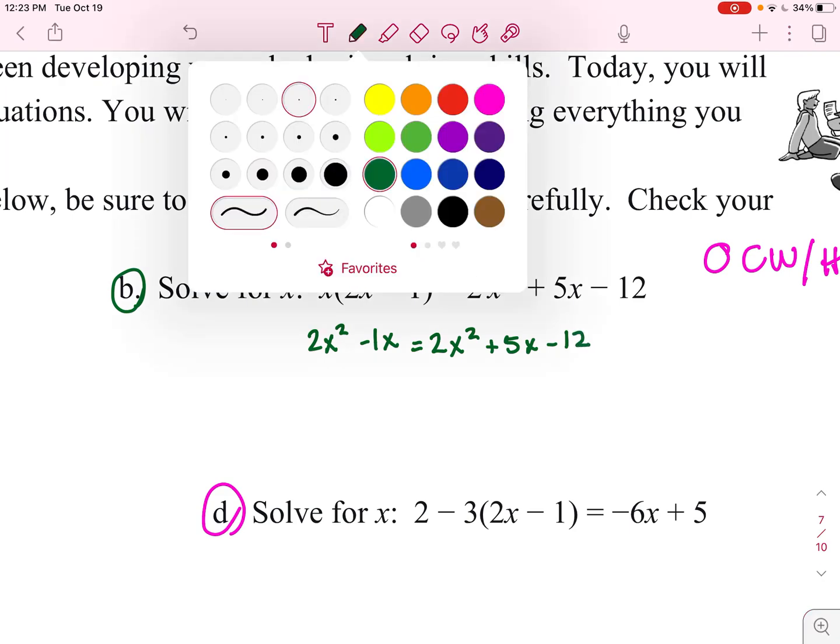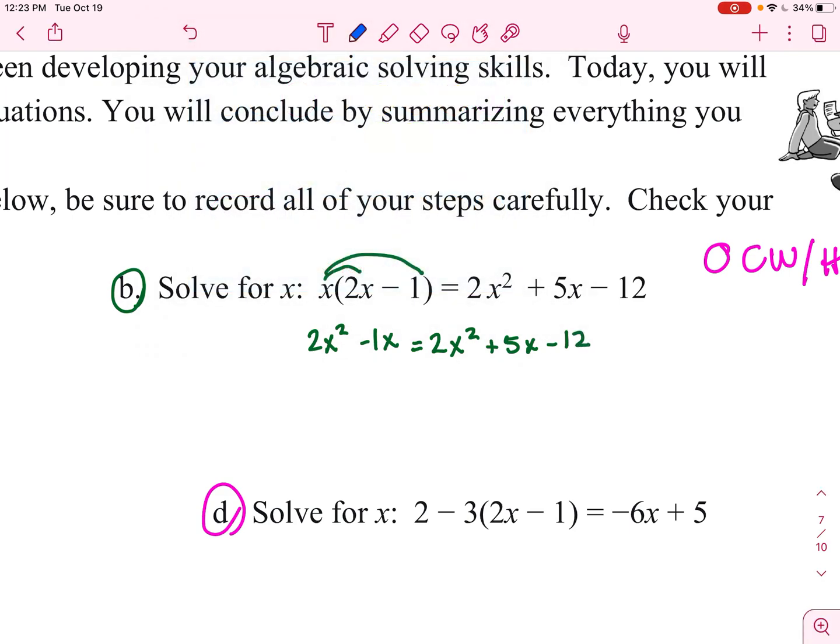We see that we have a 2x squared on both sides of the equation, so we can cross those out because they will equal 0. And we're solving for x. Well, let's subtract 5x on both sides. So we get negative 6x equals negative 12. We are almost finished. Divide each side by negative 6 to get that x equals 2.